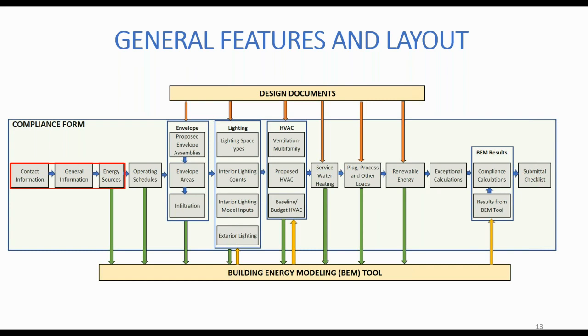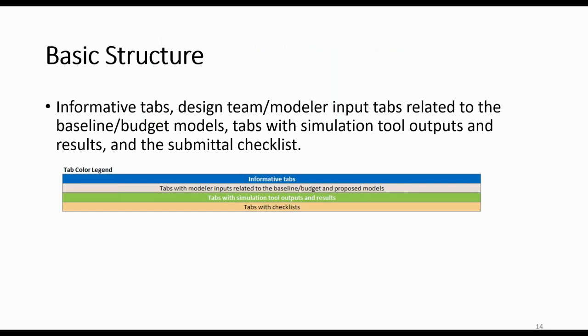Two tabs are informative tabs, and they don't require inputs from the design documents or from model output reports. They're also tabs that don't do any calculations of model inputs. The beige colored tabs are tabs for modeler and/or design team inputs, and they generate baseline and proposed model inputs. Then we have our bright green tabs, and those are for importing model output reports and for doing some automated compliance calculations. And lastly, we have tabs with checklists. As of right now, the compliance form has a submittal checklist tab to make sure that you are meeting all of the reporting requirements of 90.1. And we'll go over that tab in more detail later on in the training.